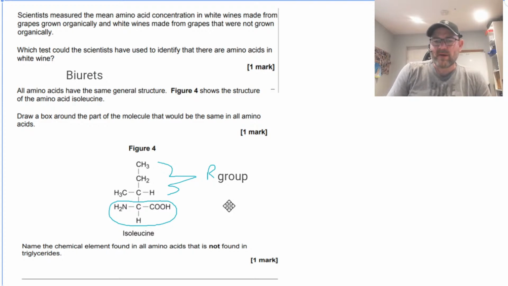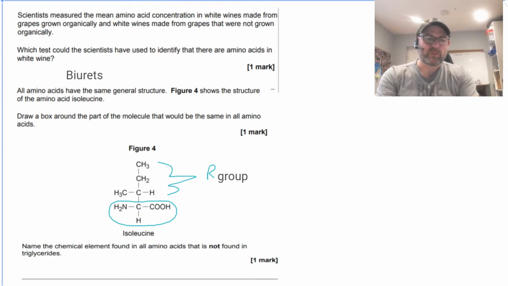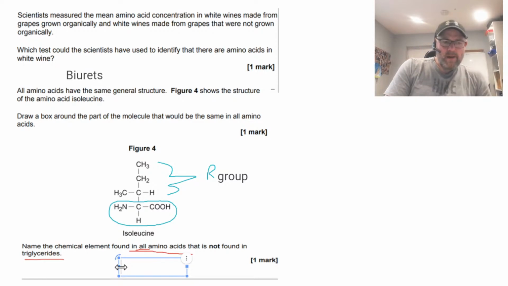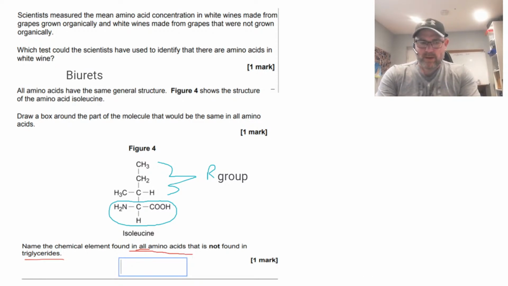Name the chemical element found in all amino acids that's not found in any triglycerides. Which chemical element is found in all amino acids, but not in fats, lipids, triglycerides? Yay, nitrogen. Well done. Nice one.